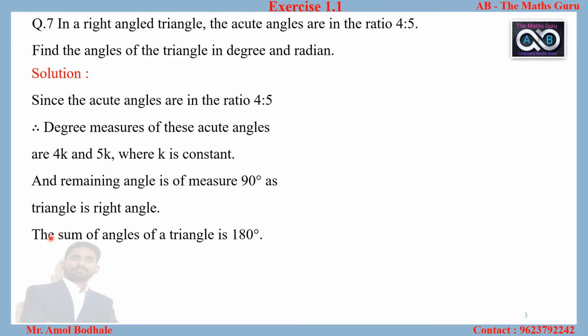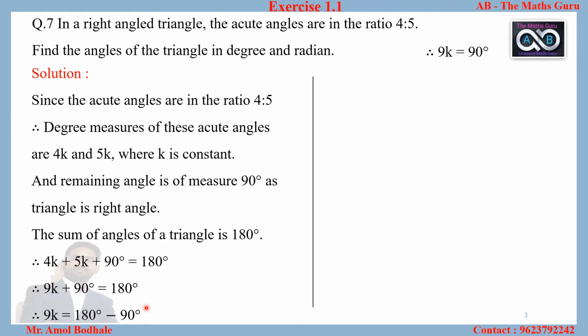Now as we know, the sum of angles of a triangle is 180 degree, so therefore 4k plus 5k plus 90 degree is equal to 180 degree. So here 4k plus 5k, which is 9k, plus 90 equals 180 degree. So 9k equals 180 minus 90 degree. So 9k equals 90 degree. If we divide both sides by 9, we get k equal to 10 degree.